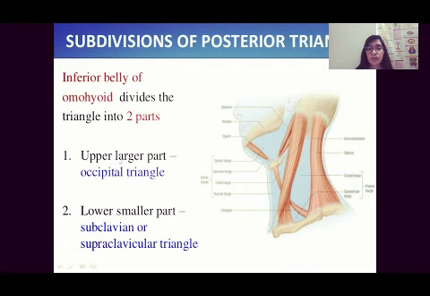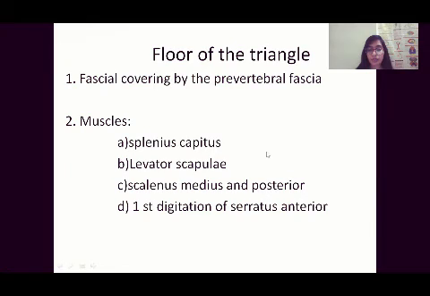Now as I told you, occipital triangle, and I was wrong there, the other one is the subclavian or supraclavicular triangle. So the upper part is formed by the occipital triangle and the lower part is formed by the subclavian triangle. Now the floor of the triangle: fascia covering, the prevertebral fascia. What forms the floor of the triangle?